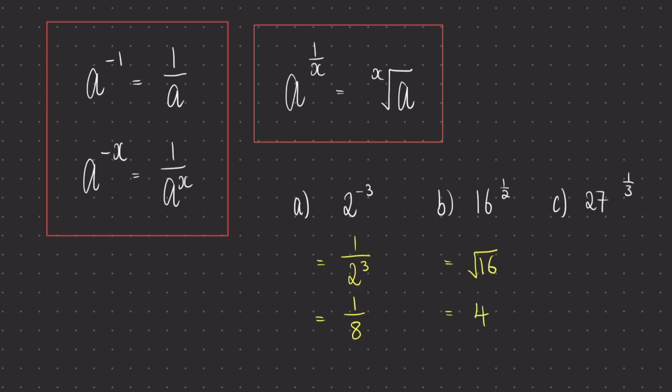On the right-hand side, I'm doing the power of a third. So the power of a third is the third root. So the third root of 27, that's like asking what number times together 3 times would be 27. And that number, of course, is 3.